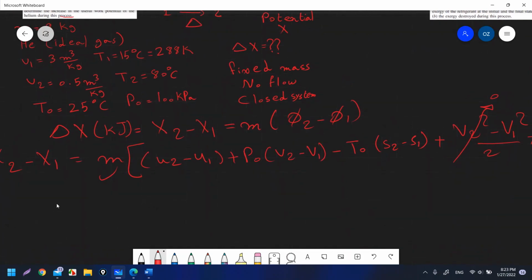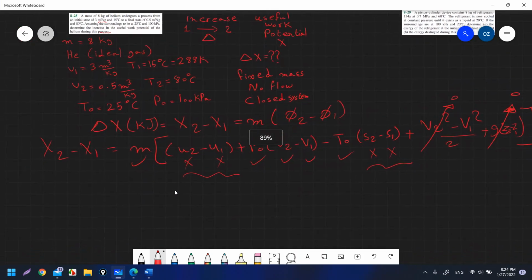It's 8 kilogram. But you don't have U2, you don't have U1, the specific internal energy, kilojoule per kilogram. You have P naught. It is given here, 100 kilopascal. You know V1 and V2. It is given in the question. You know T naught. You don't know S2 minus S1. Right? S2 minus S1. It is not given. So you need to find U2 minus U1 and S2 minus S1. Then you can find the change in the exergy.